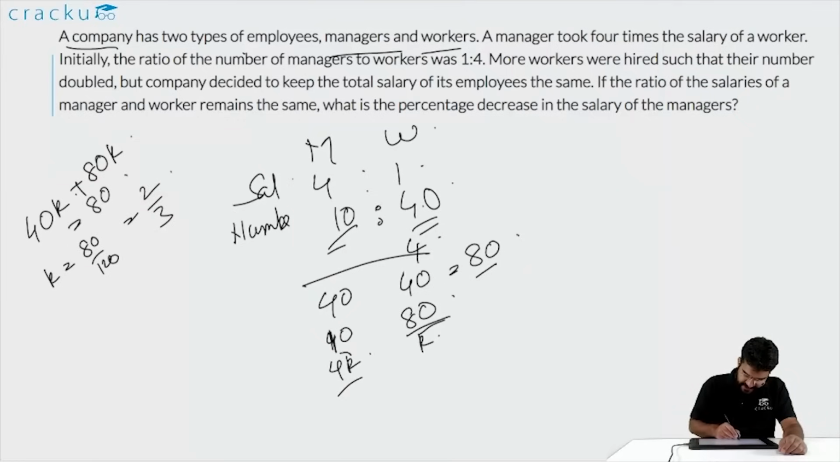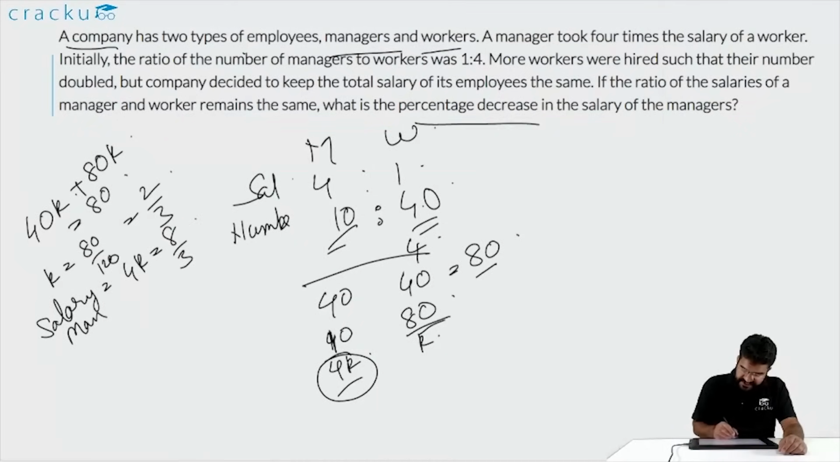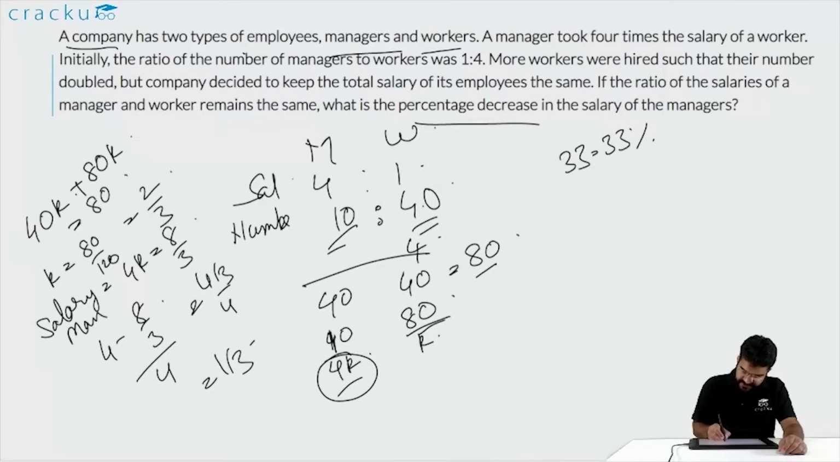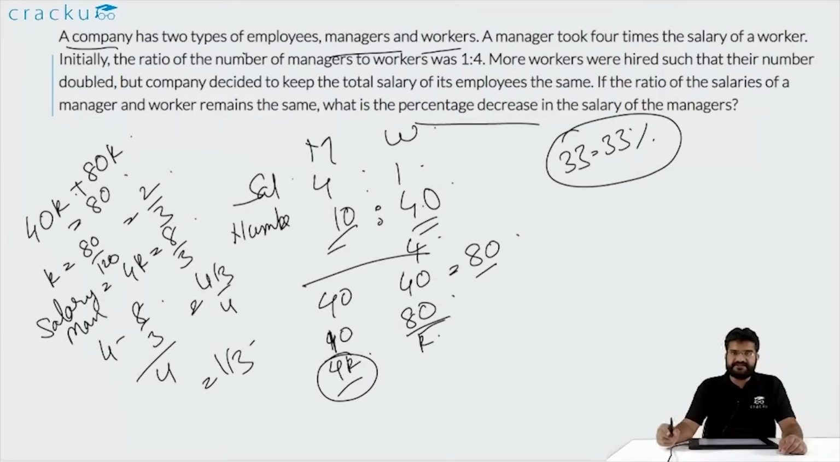Therefore, the new salary of a manager is 4K, which is equal to 8 by 3. Therefore, the percentage decrease in the salary of the manager will be 4, which is his initial salary, minus 8 by 3, divided by 4. This is equal to 4 by 3 by 4, which is equal to 1 by 3. So, the correct answer is 1 by 3, which is 33.33%. This is the answer.